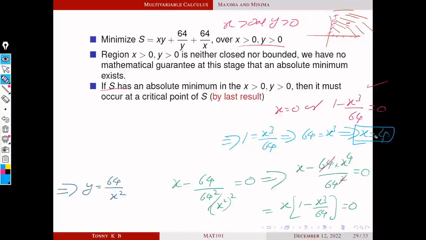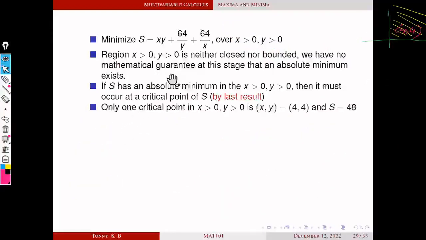So when x equal to 4, what is the corresponding y value? That is 64 by 4 square, which is equal to 4. So this function S has only one critical point, that is (4, 4), in the region x greater than 0 and y greater than 0.